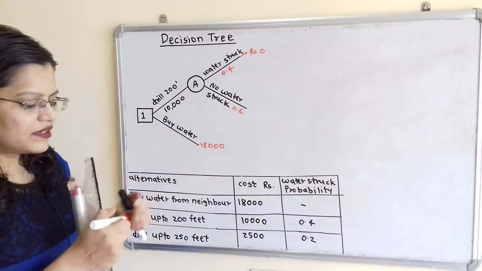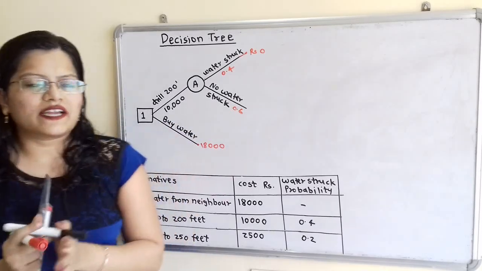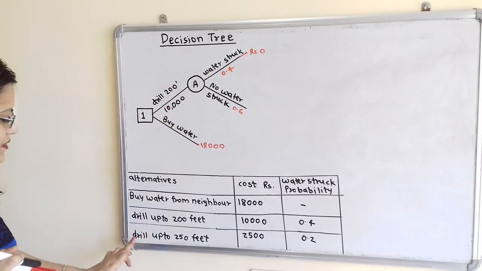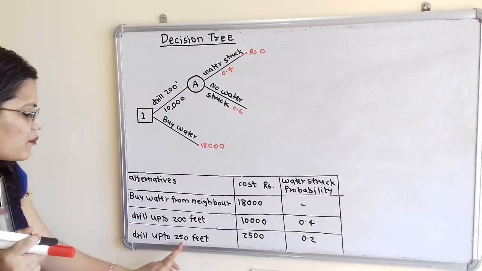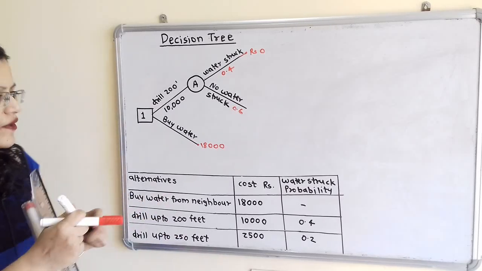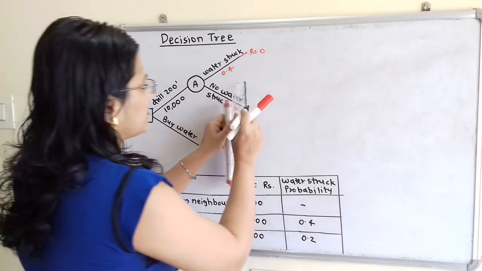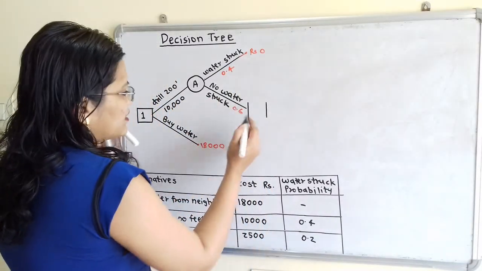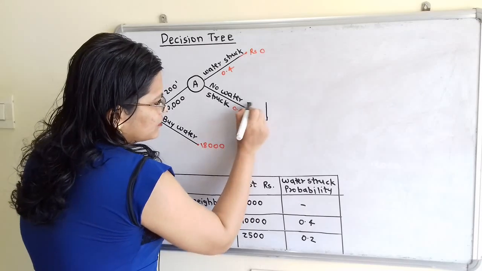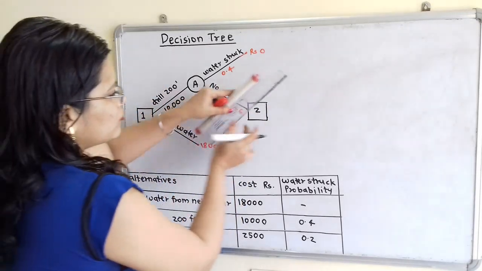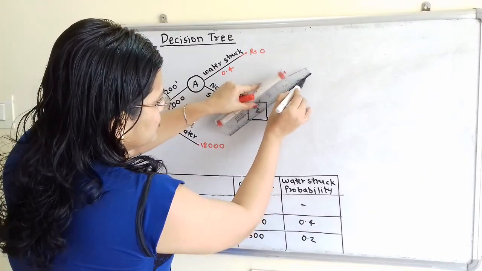Then again decision maker should decide the next option. Whenever no water struck, that means he will move for drill up to 250 feet or buy water from neighbor. So we will show here the decision with the decision node. So this will be our second decision. So I will write here 2, and 2 decisions we have to show with decision branches.